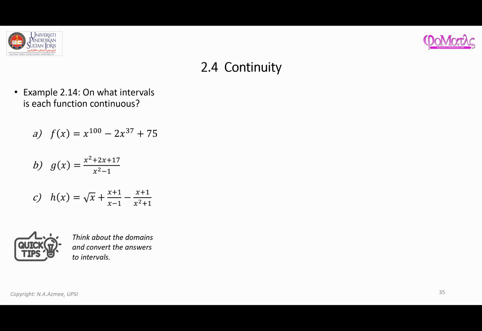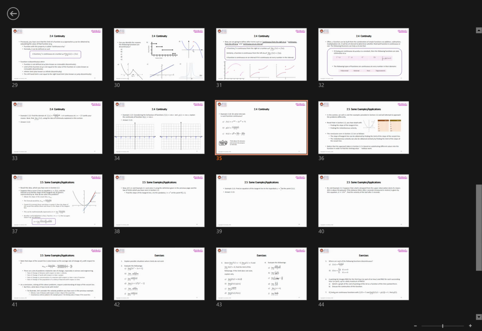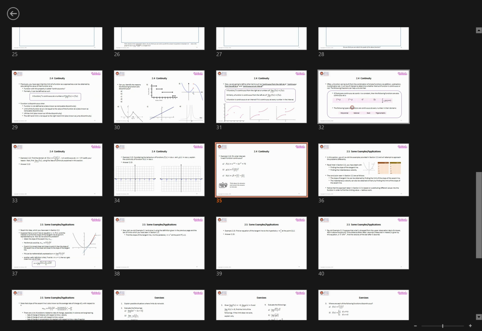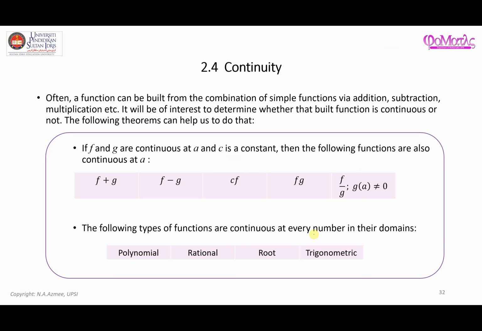In this video, I'm going to give more examples related to explaining whether the function given is continuous or not. In this specific example, it is asking you to define the intervals such that each function here is continuous. For question A, the function given is a polynomial function, and we know that a polynomial function is continuous at every number in its domain.